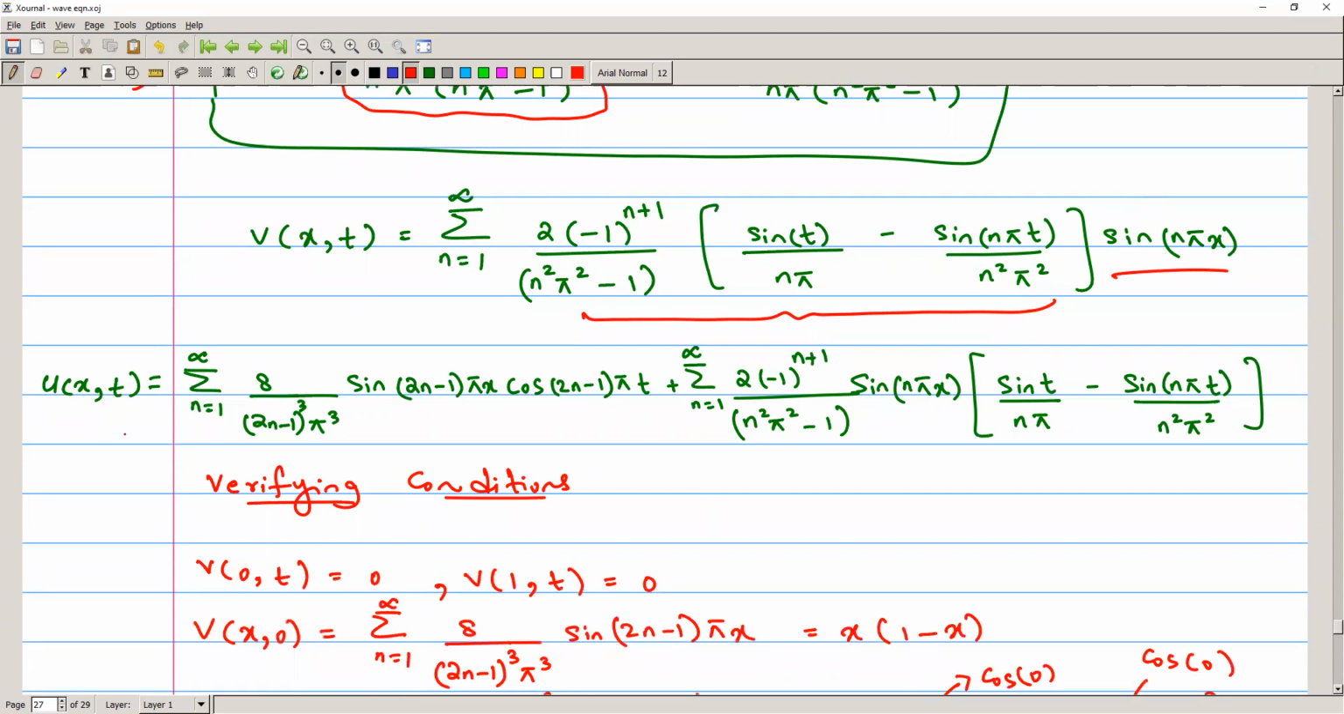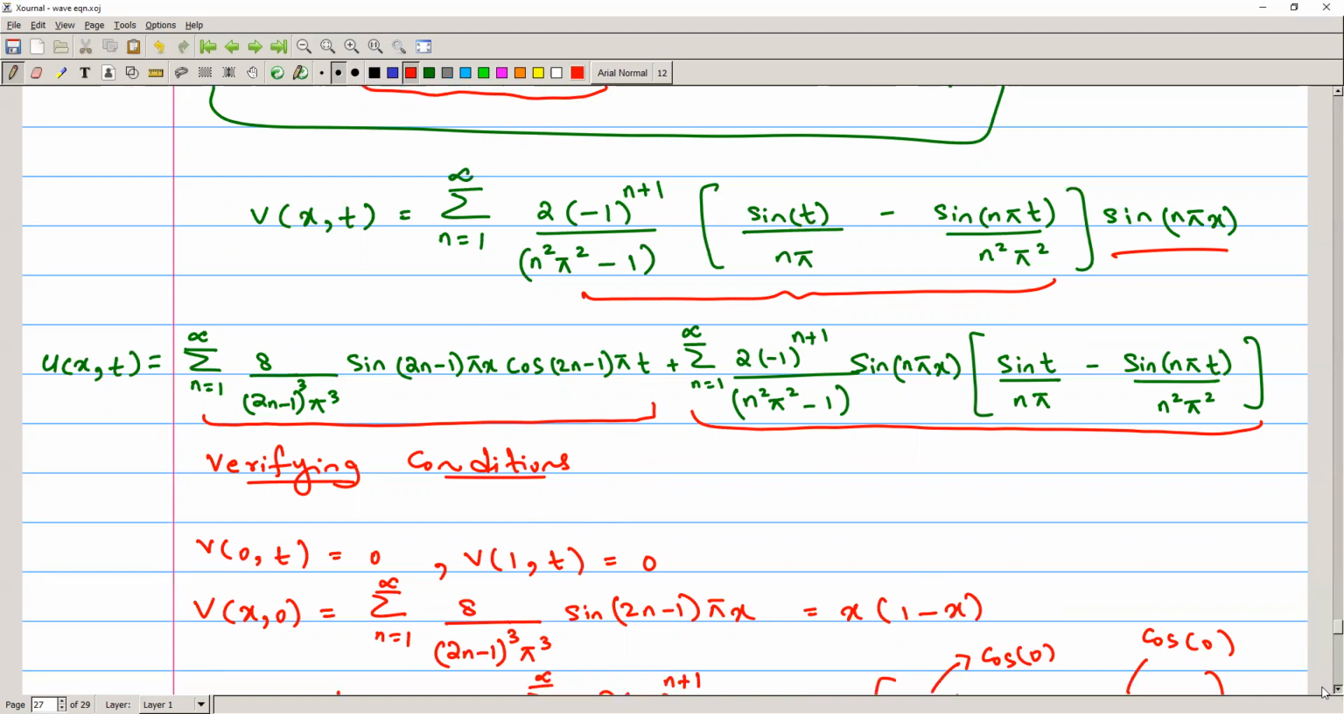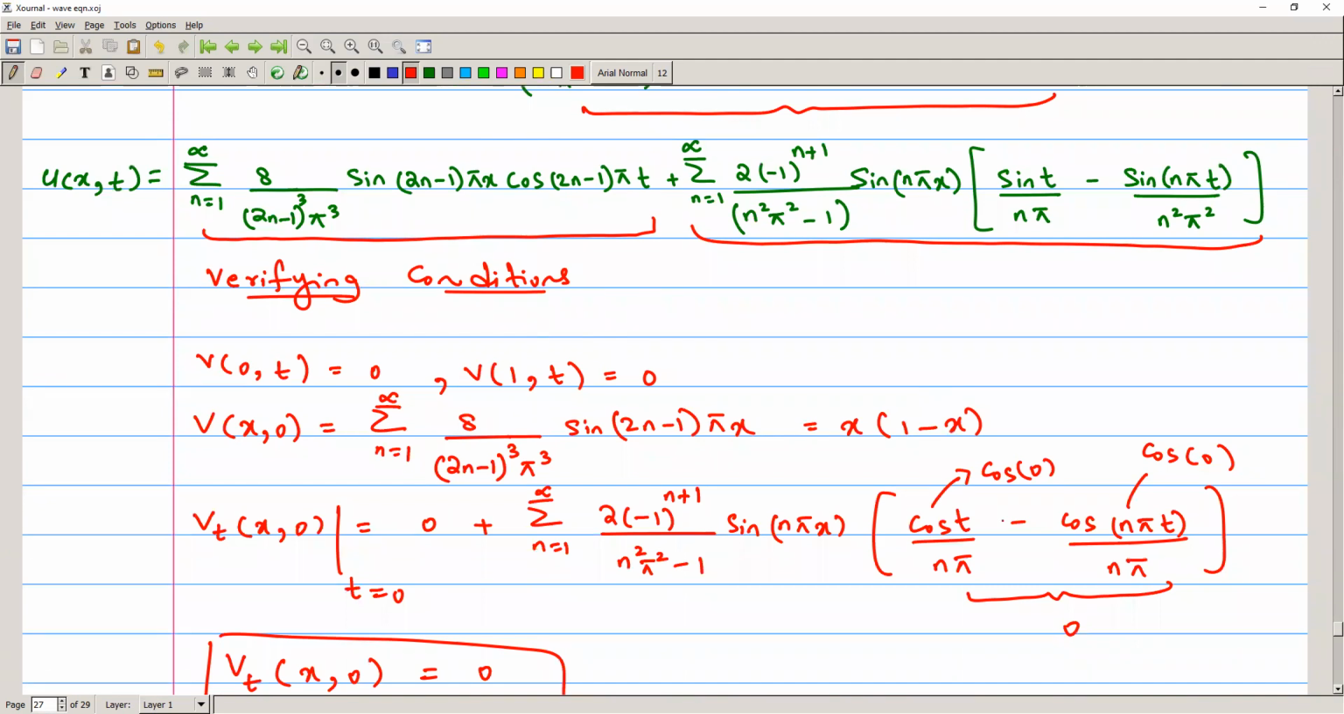So now the general solution, the particular solution, will be given by u(x,t) = v(x,t) + w(x,t). w(x,t) in our problem is this function, and v(x,t) in the problem is this function. Therefore, by using the superposition principle, we can sum up the solutions and we will get the particular solution for the problem. Now we can verify the boundary conditions here.